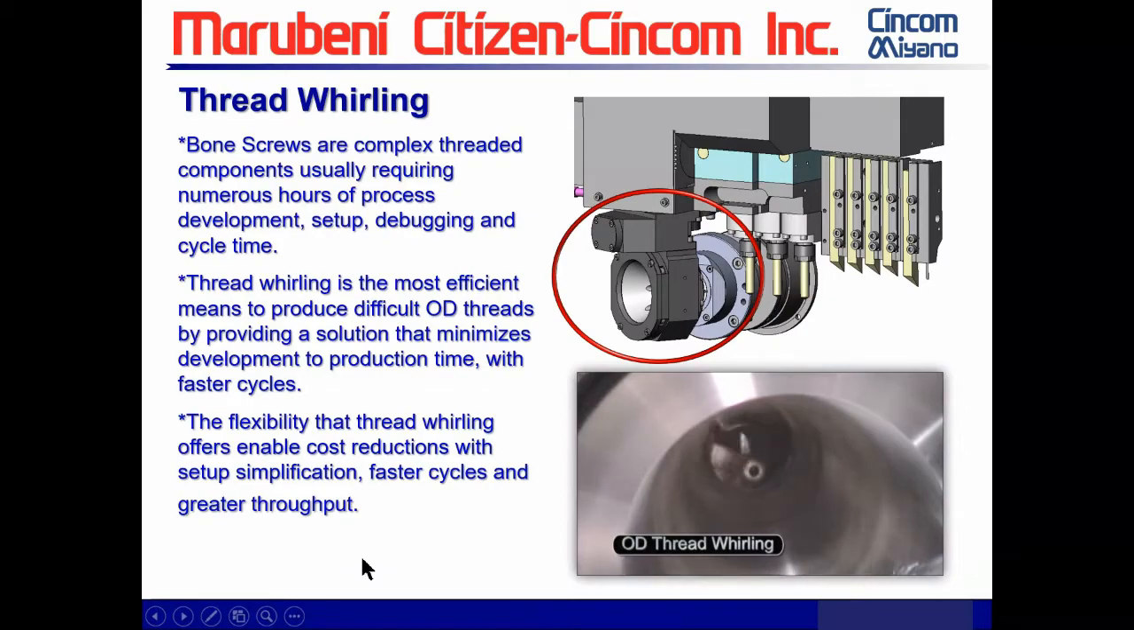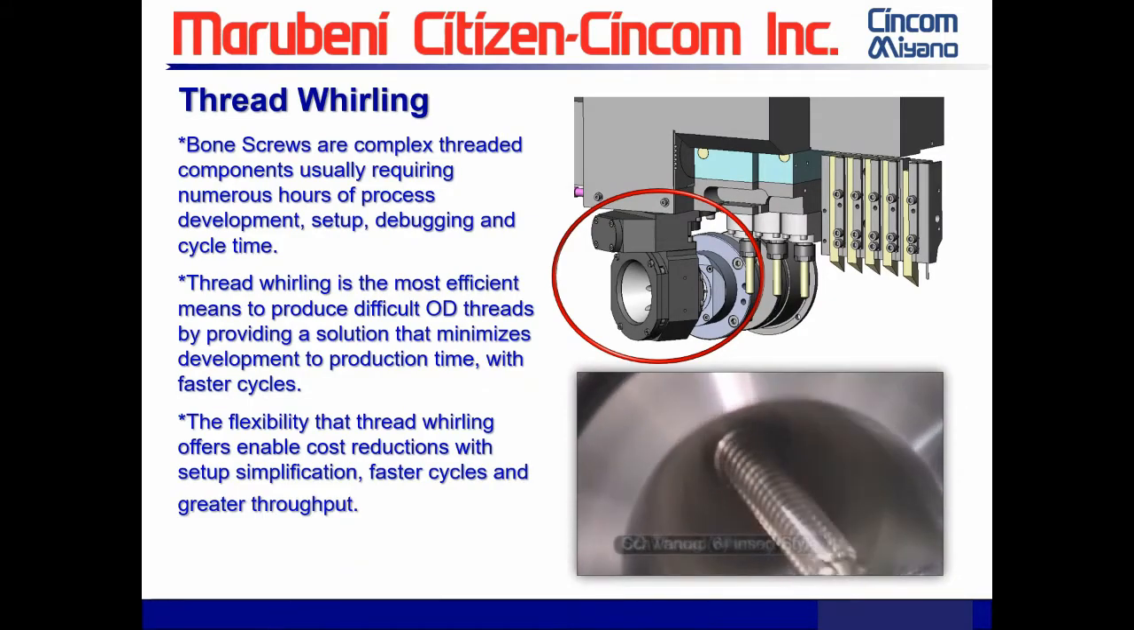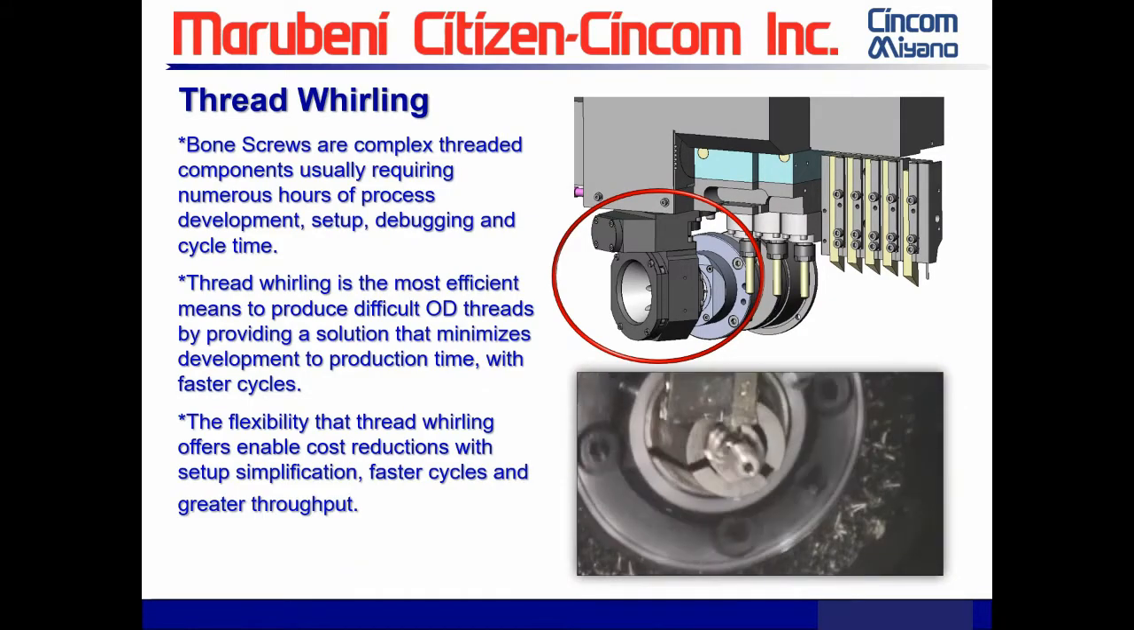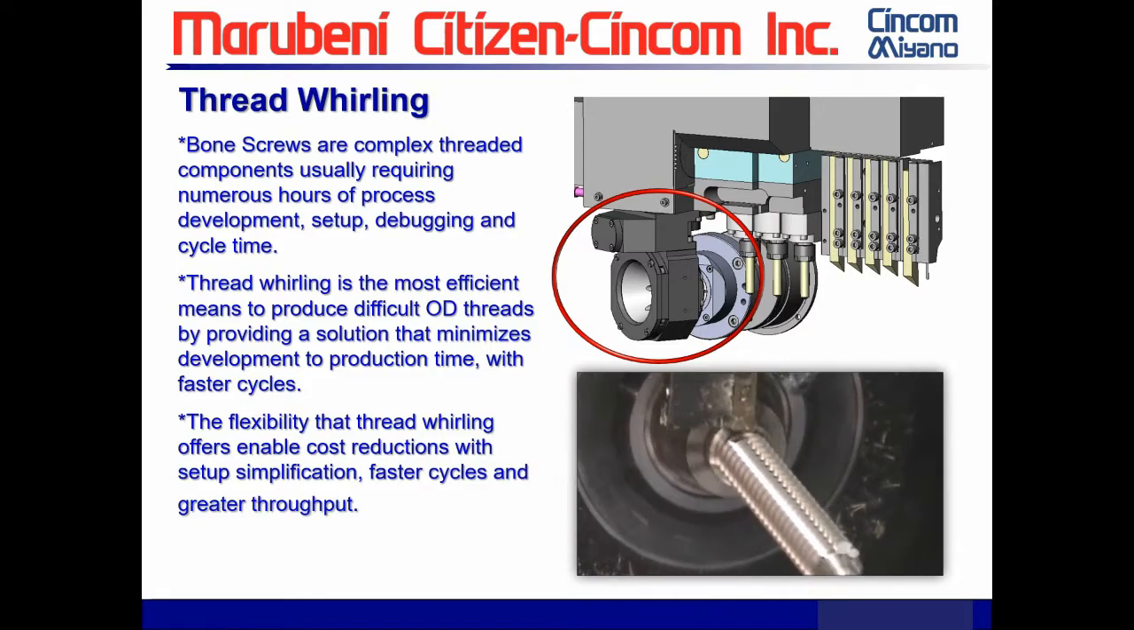Right, thread whirling. The bone screws are very complex threaded components, usually requiring numerous hours of process development, setup, debugging, and cycle time. Thread whirling is the most efficient means to produce difficult OD threads by providing a solution that minimizes development and production time with faster cycles. The flexibility that thread whirling offers enables cost reductions with setup simplification, faster cycles, and greater throughput.